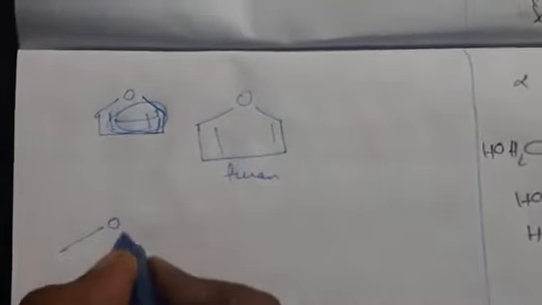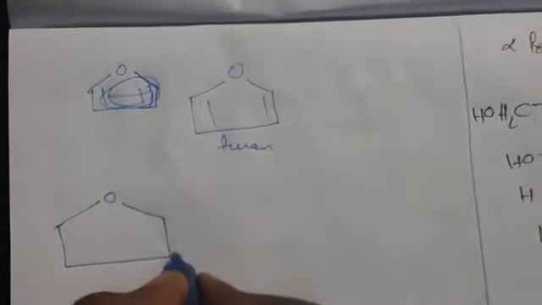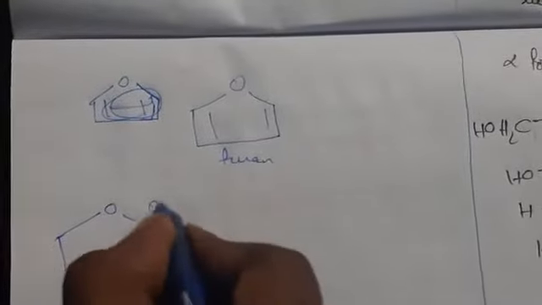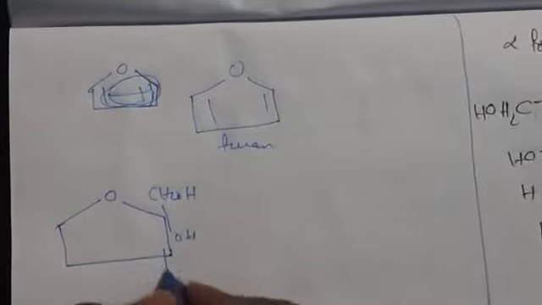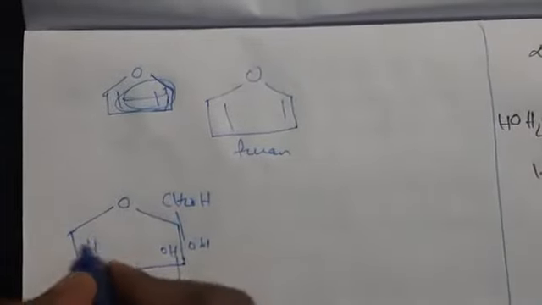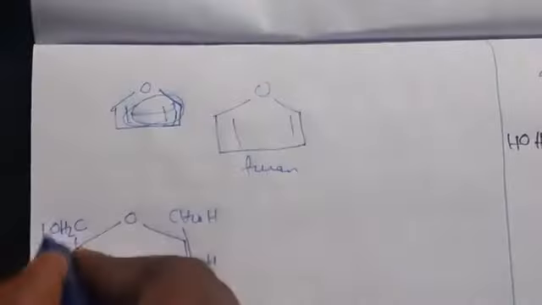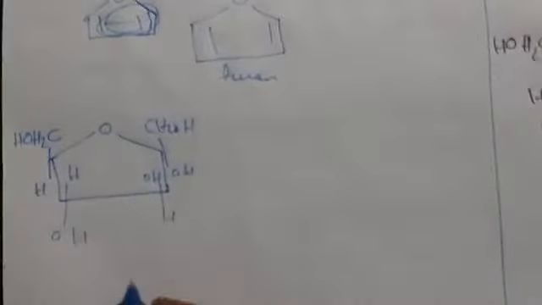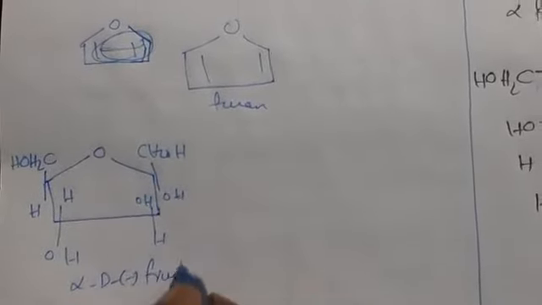Now let us see the actual structure for fructose. Here we have CH2OH, OH, OH, H, H, OH, and here also H, CH2OH. This is alpha D-fructose.